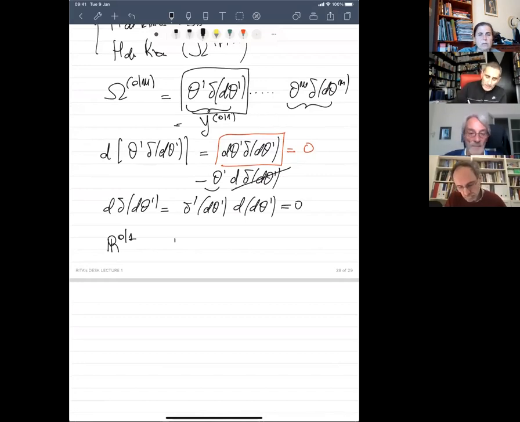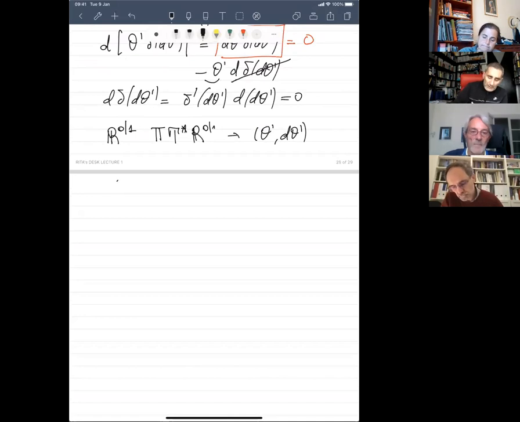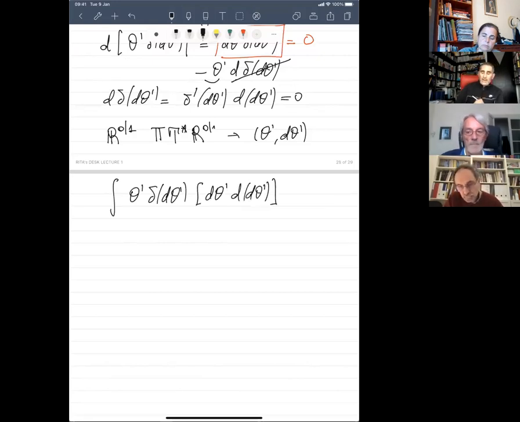My cotangent space of this R^{0|1} is now described by two coordinates, theta 1 and d theta 1. To be precise, I will have the parity-inverted cotangent bundle. Now I want to do the integral of theta 1 delta of d theta 1. Let me write down here the coordinates on which I integrate. I just listed the coordinates, so I will have to do the integration on the thetas.